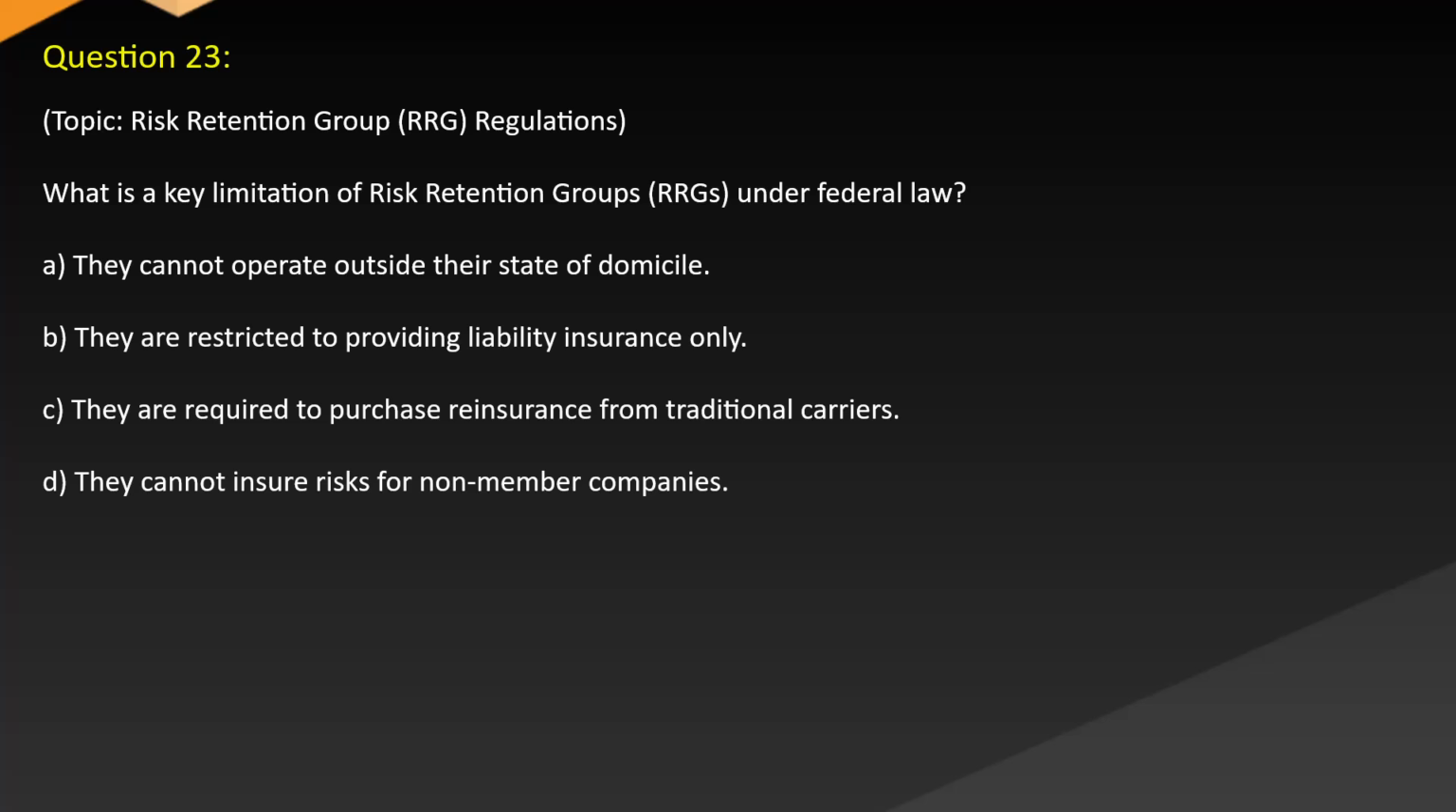Question 23, topic: Risk retention guarantee regulations. What is a key limitation of risk retention guarantees under federal law? A. They cannot operate outside their state of domicile. B. They are restricted to providing liability insurance only. C. They are required to purchase reinsurance from traditional carriers. D. They cannot insure risks for non-member companies.